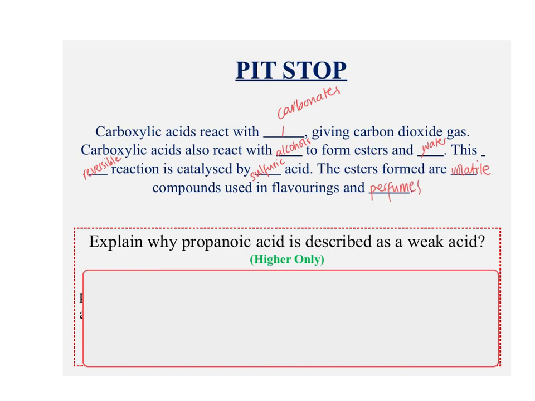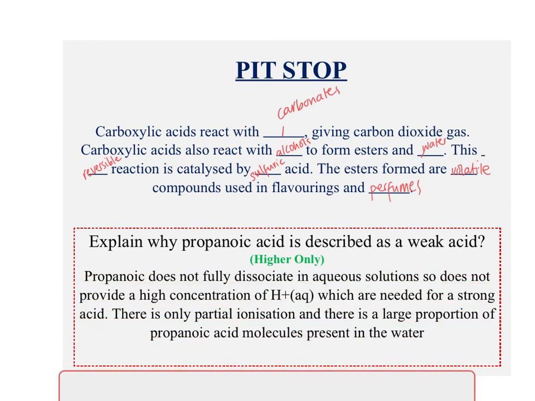For the bottom question though, this relied on your knowledge from lessons on acid-base chemistry that you've done previously. Propanoic acid is only described as a weak acid because it doesn't fully dissociate, or it doesn't fully ionize in aqueous solution. And as a result, it doesn't produce a high concentration of hydrogen ions in solution. And if you're not too sure about these strong and weak acids, I suggest you go back and find either another video or look over your notes from when you've done acid-base chemistry before in a previous module.